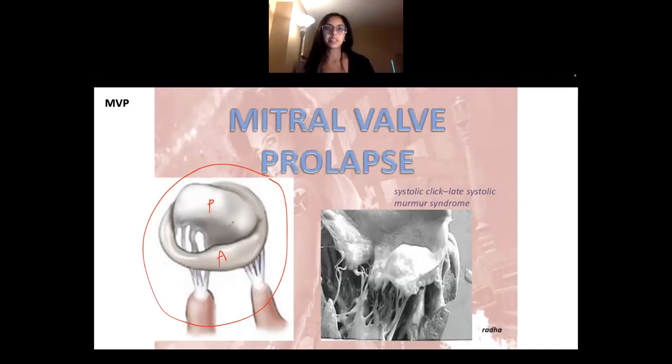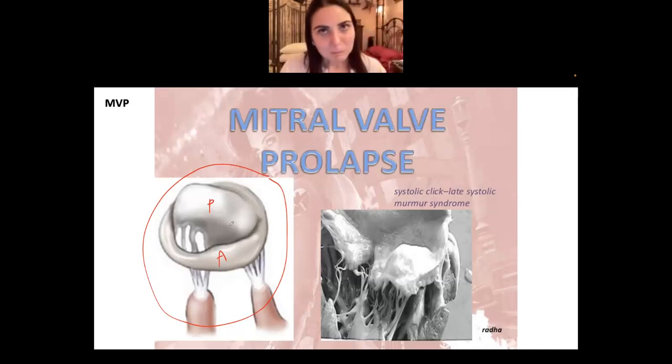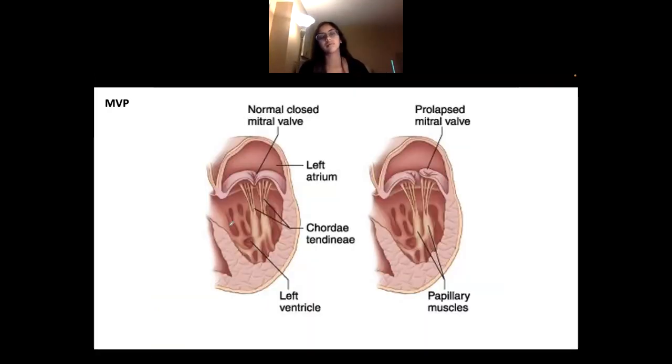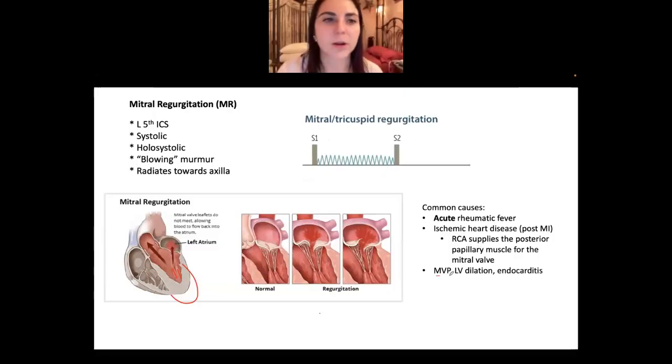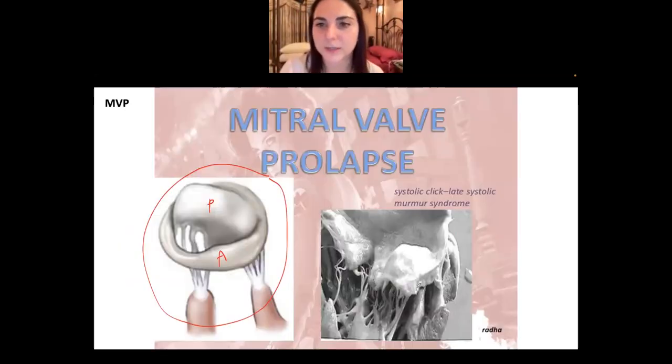Could blood still flow through if it's a really bad mitral valve prolapse? I think when that happens, it's eventually considered mitral regurg. That's why one of the causes of mitral regurg is mitral valve prolapse. If you get prolapse to the point where it's so bad, then you eventually get your regurg, your insufficiency.